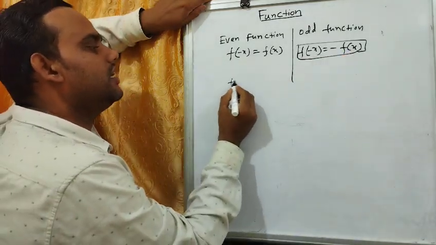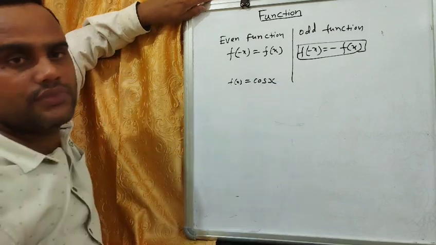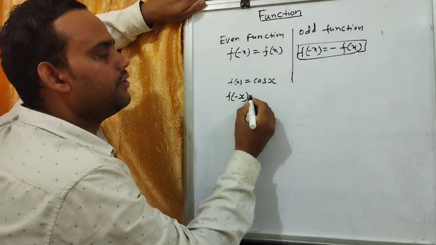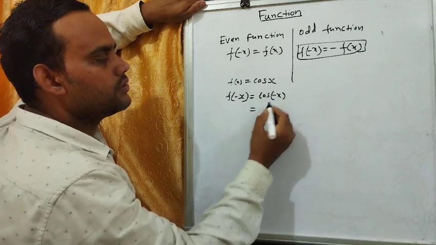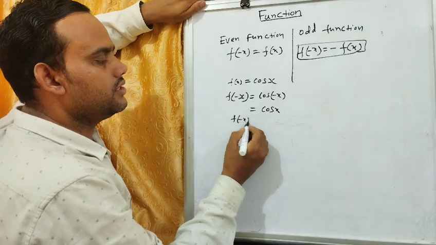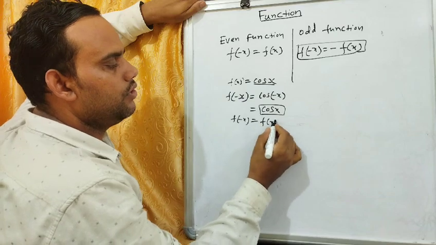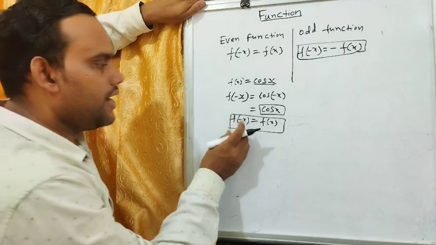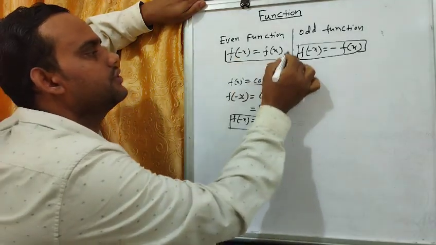For example, I consider f of x equals cos x. Discuss whether this is even or odd. So what we need to find here is f of minus x, and f of minus x is nothing but cos of minus x, and we know that cos minus x is cos x, so f of minus x is nothing but cos x, which is f of x. So we got f of minus x equals f of x. So this is an even function.